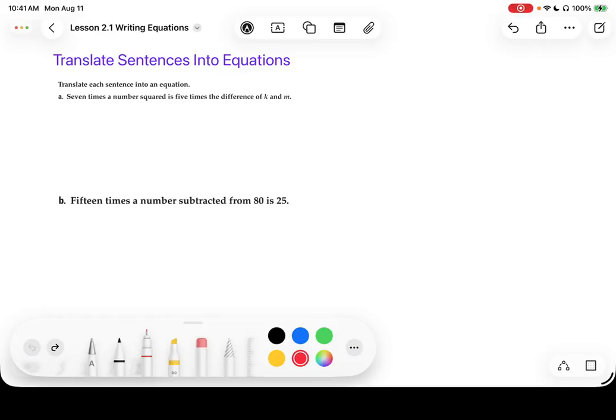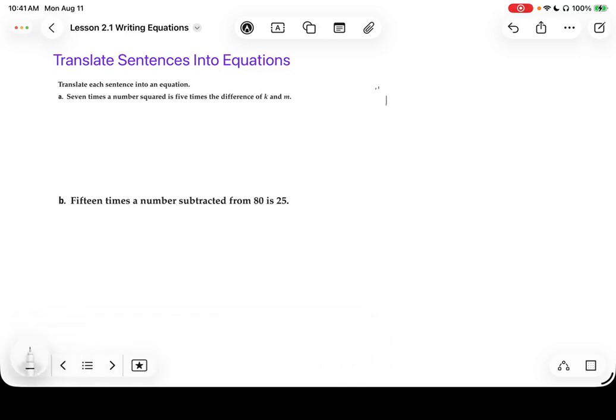We're going to learn how to do here is take a sentence that is written in English and turn it into an equation. Doing this requires us to know a few key words and what they mean in math. The biggest one, the primary word, is the word is. And in math, the word is means equals.